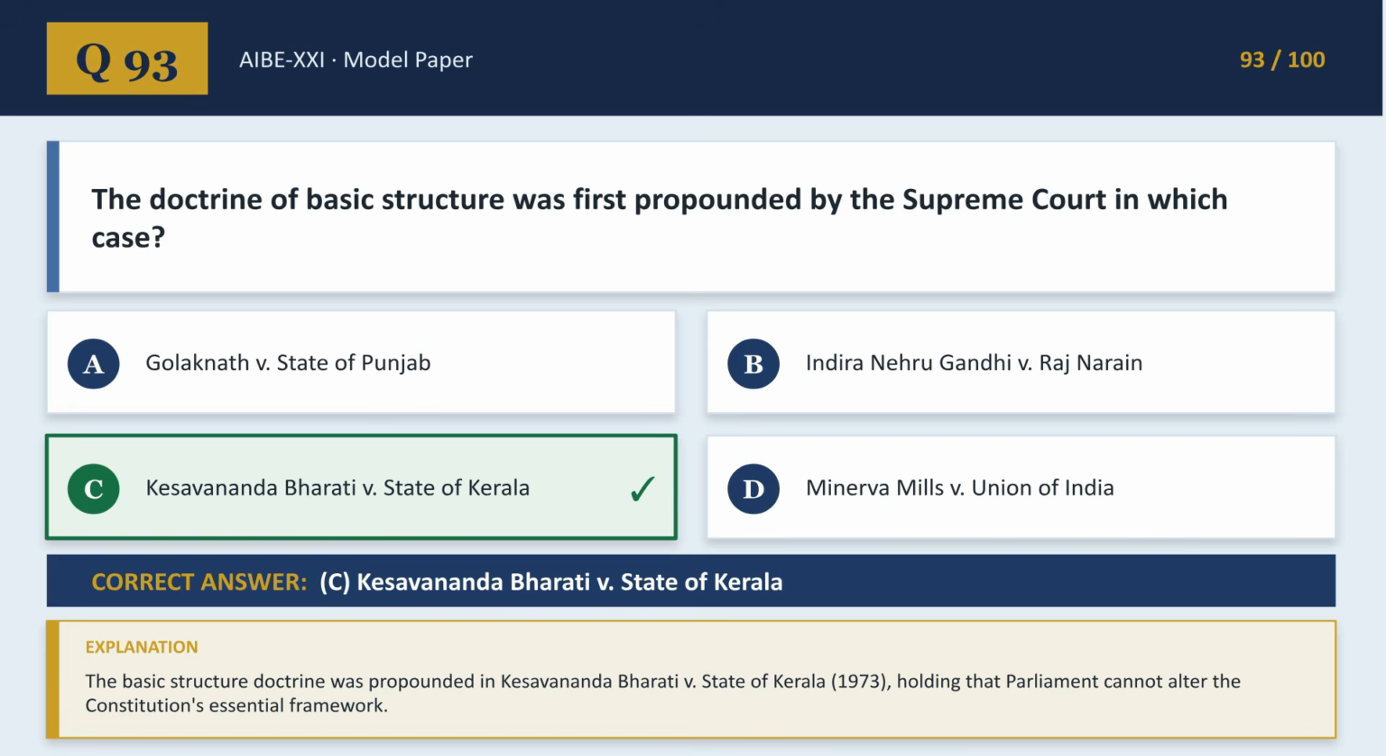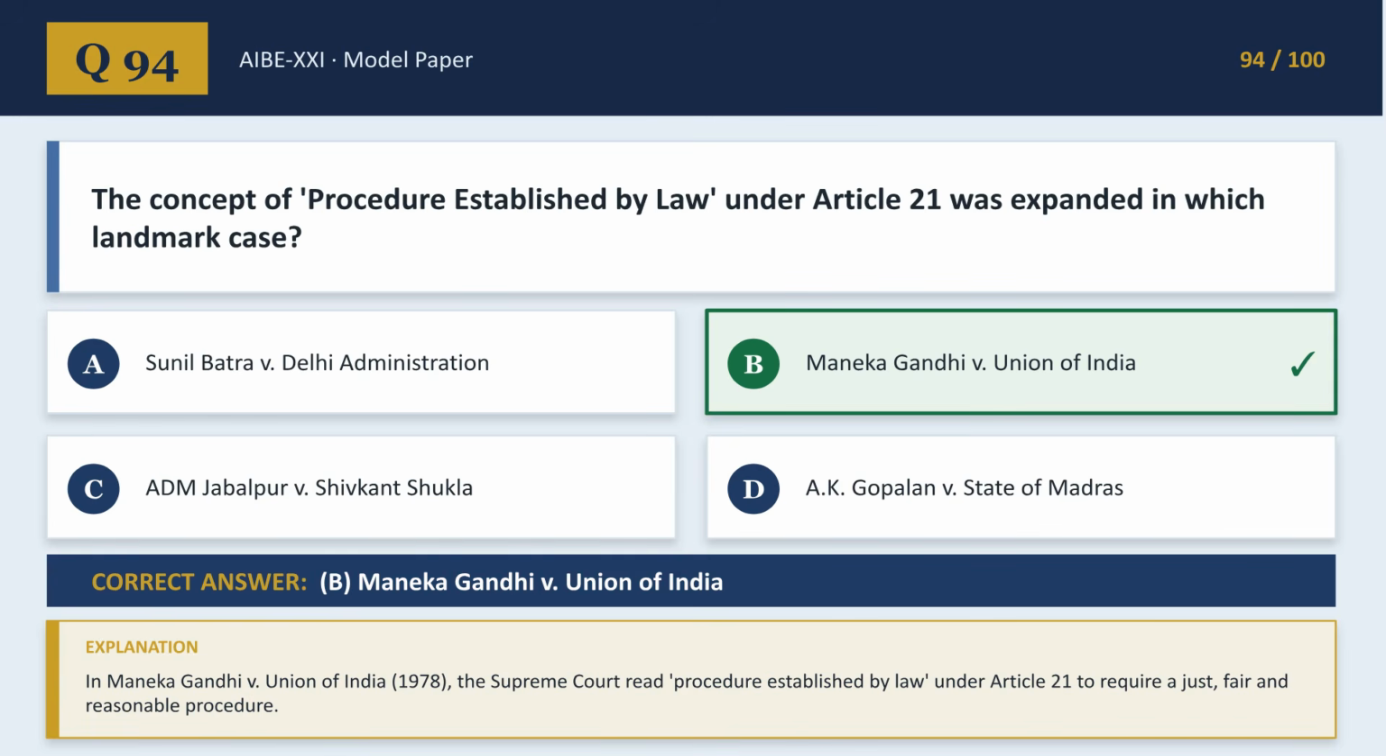The doctrine of basic structure was first propounded by the Supreme Court in the landmark case of Kesavananda Bharati v. State of Kerala in 1973. The concept of procedure established by law under Article 21 was expanded in the case of Maneka Gandhi v. Union of India, 1978, to require a just, fair, and reasonable procedure.